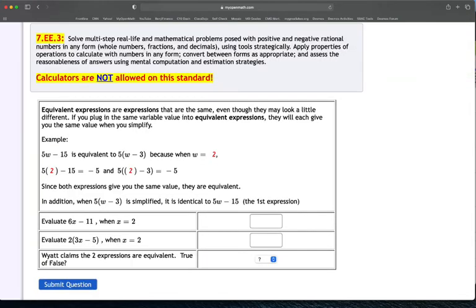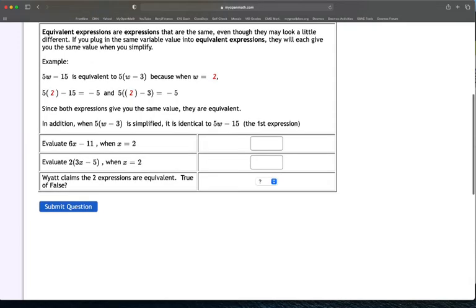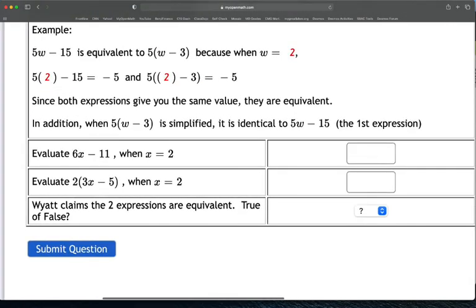In the standard 7.EE.3, one of the things we may be asked to do is to figure out whether someone who makes a claim is correct or not based upon evaluating expressions. And calculators are not allowed in this standard. So in this particular problem, I've given some explanation at the top of what an expression is when you are evaluating it at a specific value. So let's try what we are given here.